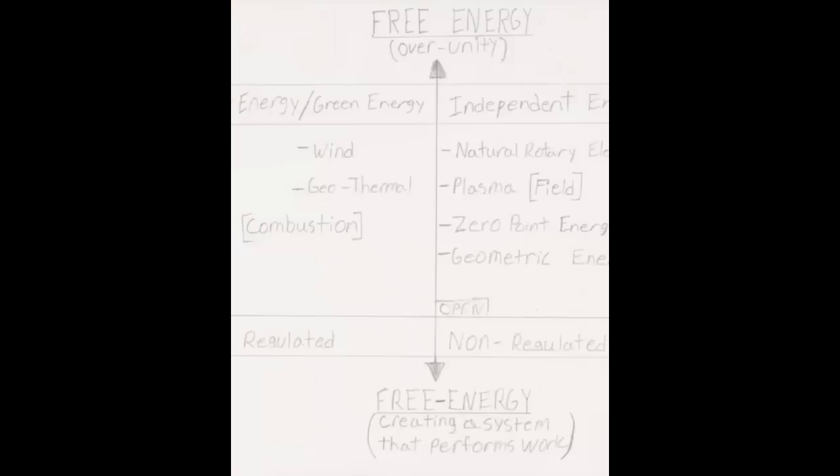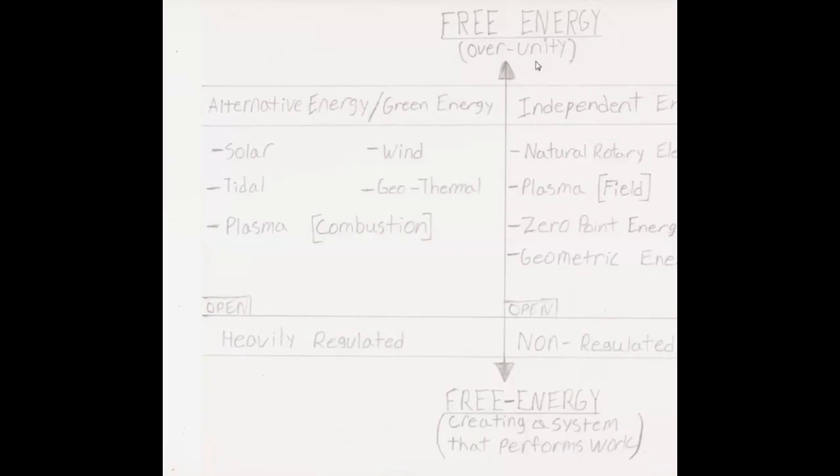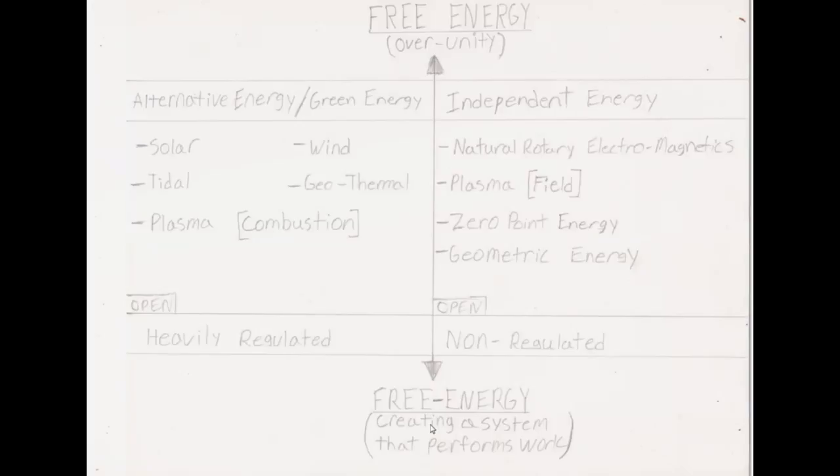Now what happens, let me switch this, is as of June 30th, 2017, after the official signing of the document, this is what changed in the power structure: free energy and free-dash-energy are actually united. So now free energy is creating a system that performs work, and that work is over unity. There you go. And they work in conjunction instead of one over the other.